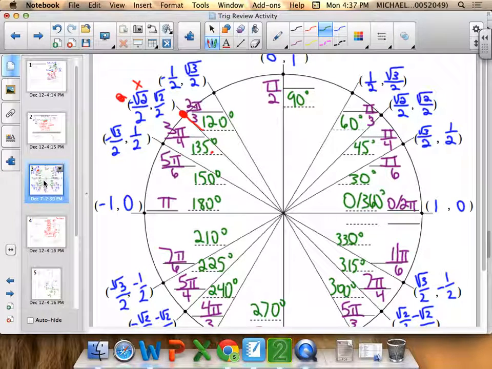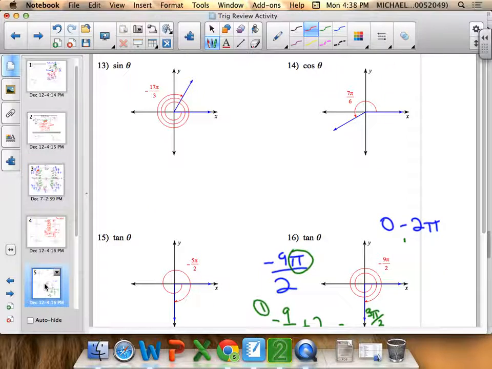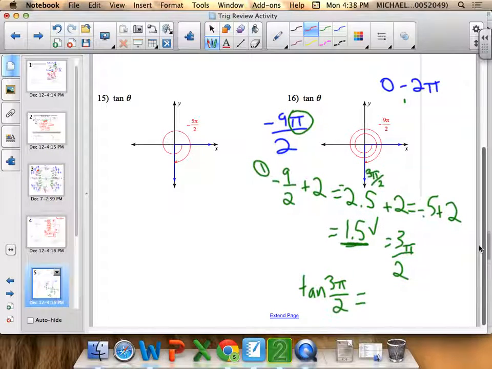I find tangent, and I find 3 pi over 2. First I find 3 pi over 2. It looks to be right here. The tangent, if you remember, is the y value over the x value. So the y value is negative 1, the x value is 0. So I go back down to here. Tangent is the y value over the x value. It's y over x. In this case, it was negative 1 divided by 0.